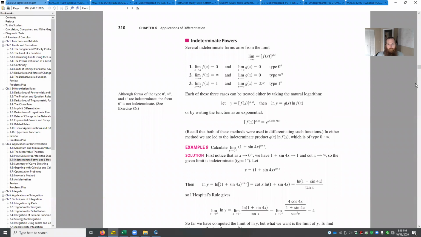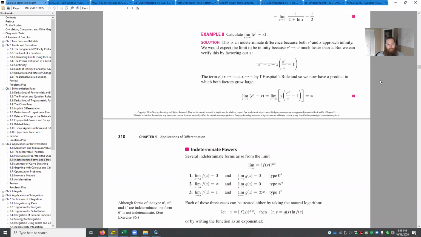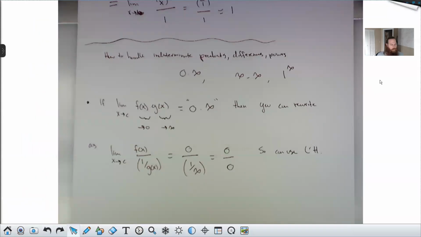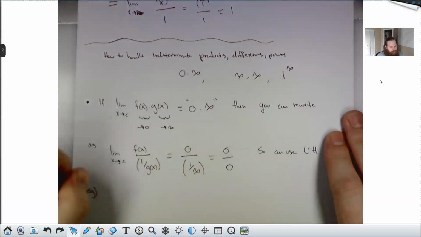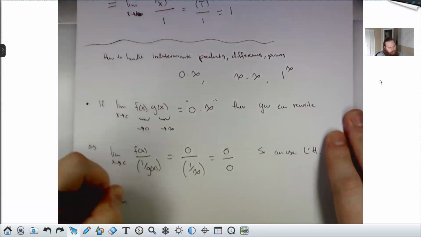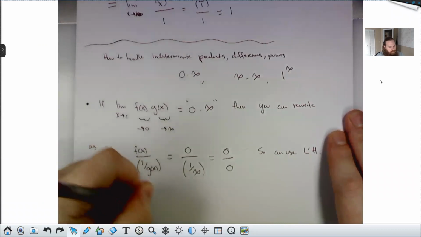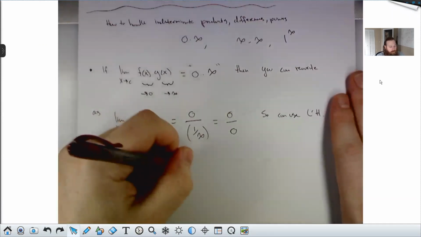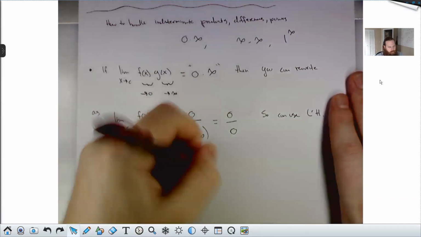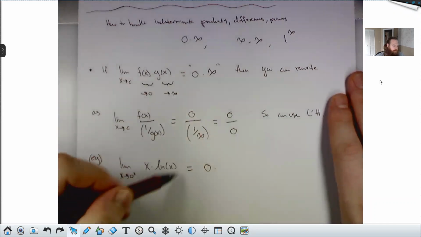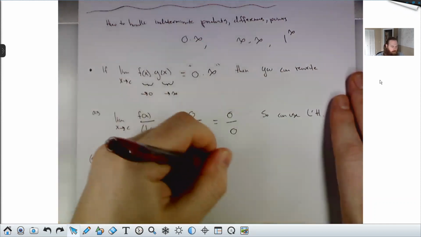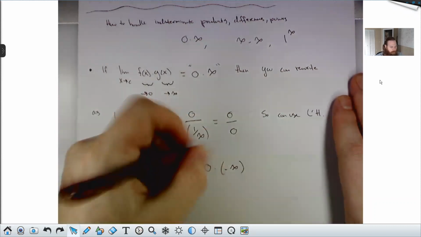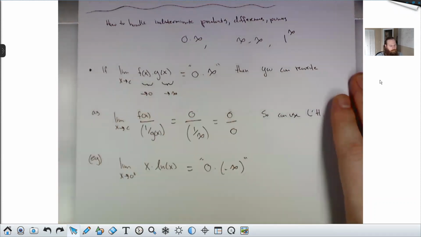I'll grab one from the book. How about the limit as x goes to 0 plus of x times ln x. You know that as x goes to 0, x goes to 0, so that first piece looks like 0. And as x goes to 0, the natural log of x goes to negative infinity. So this is definitely an indeterminate product, like 0 times infinity.